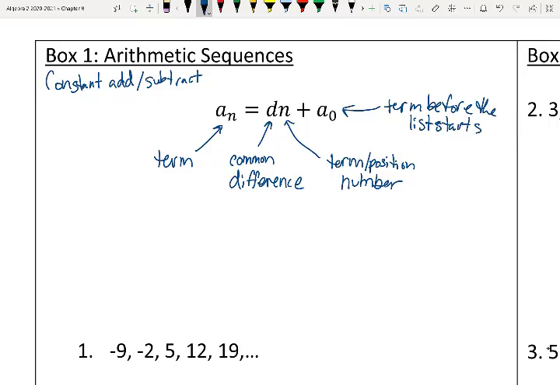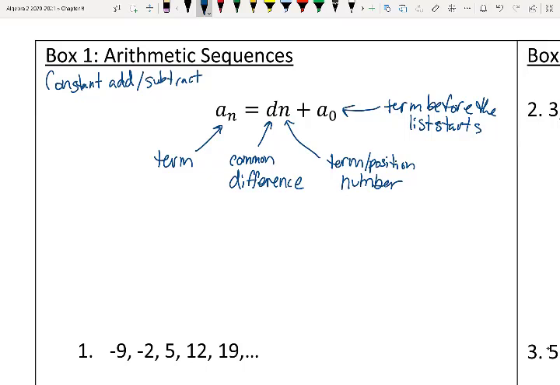So my common difference, that's my pattern. That's how I get from one to the next in my sequence. And then a sub 0 is going to be that number before the list starts. It's kind of my generator, I think is what I've called it in the past. So it's the number that would have to come before the first term in order to apply that common difference to get my first term.